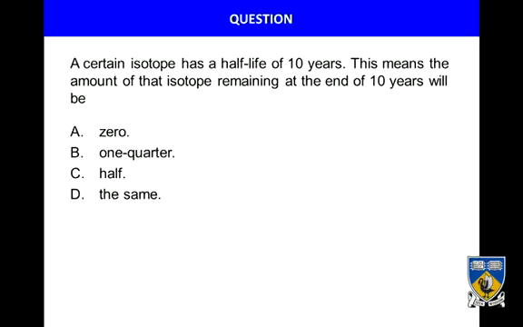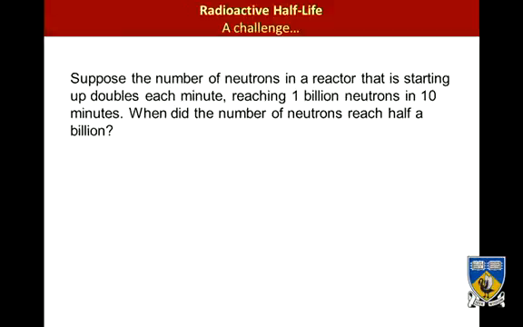So here we've got a simple little question, just like that. We've got a certain isotope with a half-life of 10 years. This means the amount of that isotope remaining at the end of 10 years will be 0, a quarter, a half, the same. Half, okay, exactly.